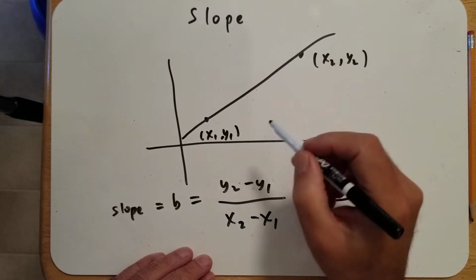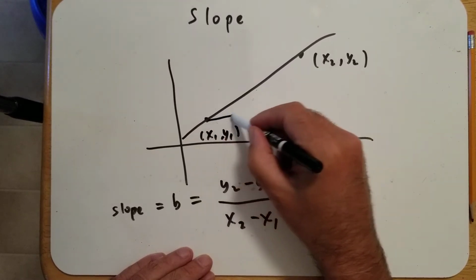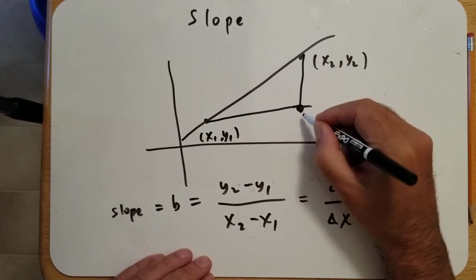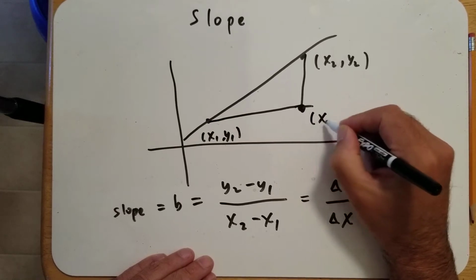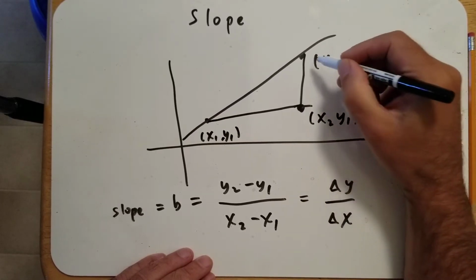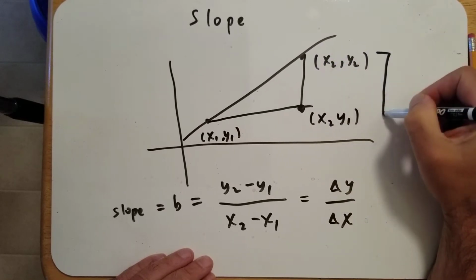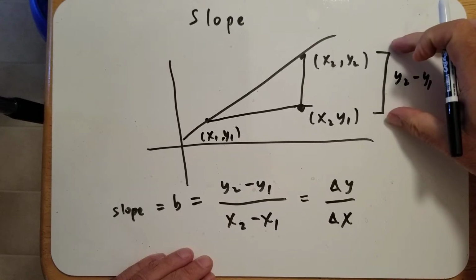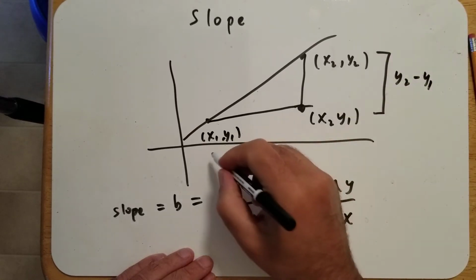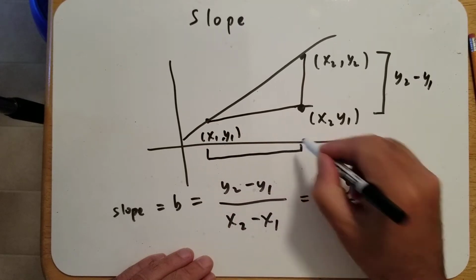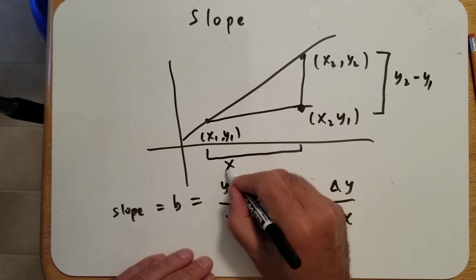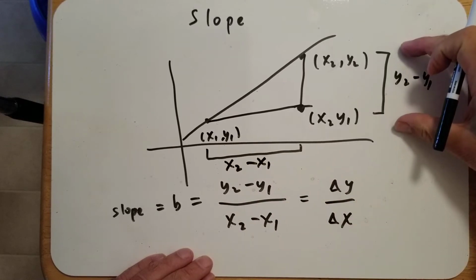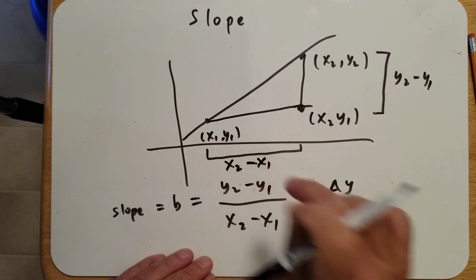And just to give a little geometric interpretation, if I draw in this right triangle here, then this point here is actually the point x2, y1. And so the distance between these 2 points is the difference in y values, y2 minus y1. So that's the vertical change from one point to the next. And then this distance, which is the horizontal change, is x2 minus x1. So the slope is the vertical change divided by the horizontal change.